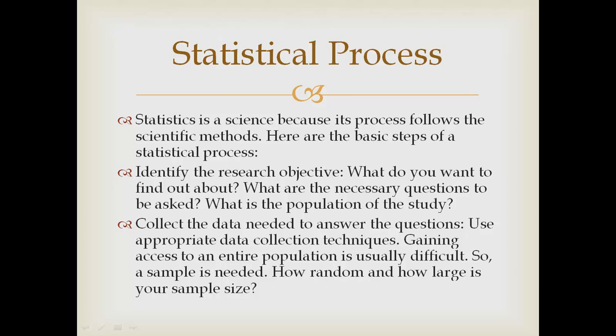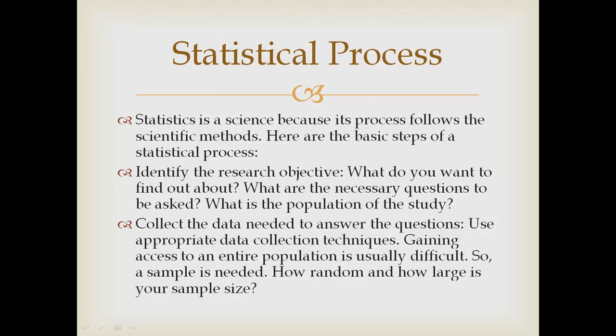Now let's look at the basic steps of a statistical process. The first step is to identify the research objective. What do you want to find? What is your research about? What problem do you want to solve? If you know that, then what are the necessary questions to ask to solve that problem? And after that, you say, okay, what is my population of study? You have to identify your population of the study.